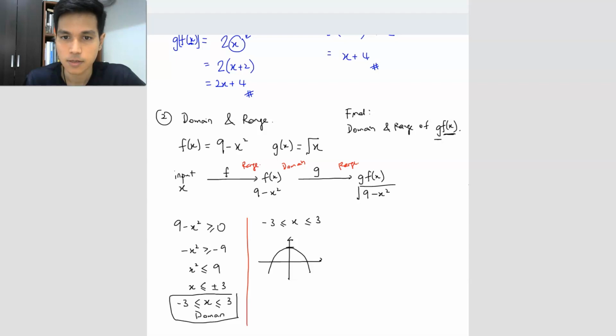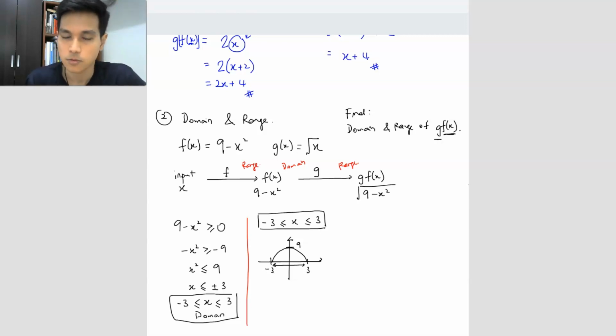Okay, here is 9. But because the domain is only between -3 and 3, we cannot include the bottom part here, because here is -3, here is 3. So the domain is only going to be within this range. You're not going to extend this, it doesn't exist because it's only between -3 and 3.